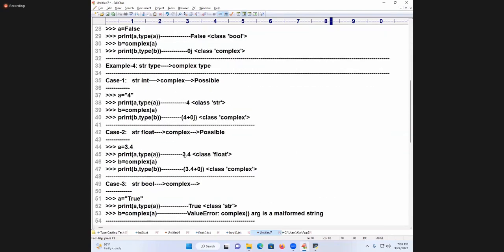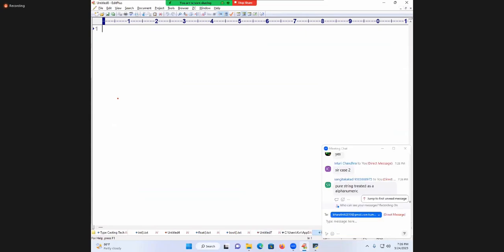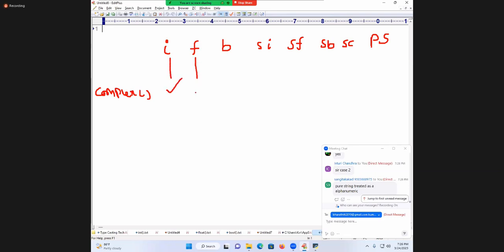Come on now. I'll go for now. Next one. Test here. Look at now. Which is a function here? Complex of which type data? Integer type, float type, bool type, str int, str float, str bool, str complex, pure str. Come on quickly. Possible or not possible? Next term. Possible, possible, possible, possible, not possible.